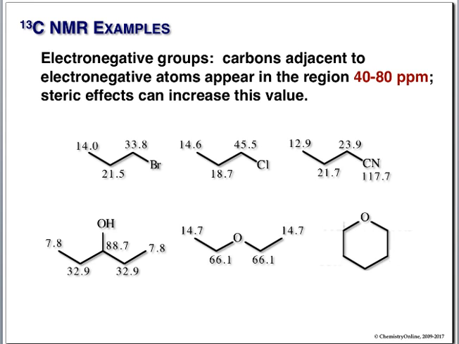Finally, for our tetrahydropyran ring, these carbons here are going to be shifted just about like these guys were, and the rest are simple secondaries. Any questions? Take-home lesson, electronegative groups move it downfield, typically in the 40 to 60 range.